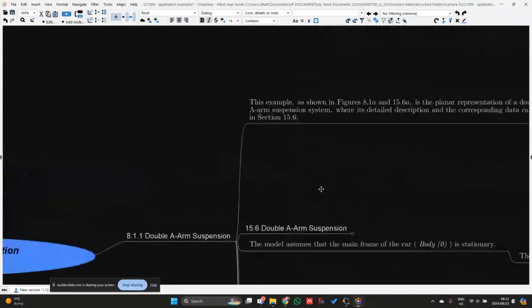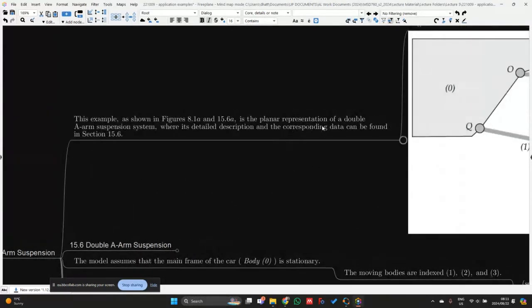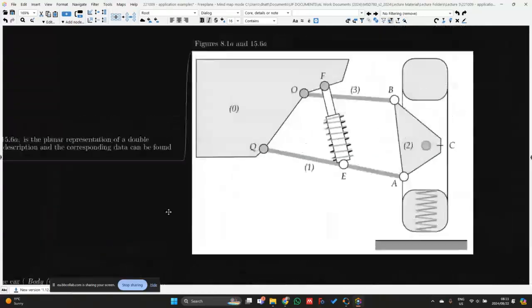So in our case, we're going to focus on the example shown in figure 8.1a. It's just extended to 15.6a. And that is the planar representation of a double A arm suspension system. So this is the first example that we're going to look at, and its detailed description and the corresponding data can also be found in section 5.6. And this is what we're going to work with.